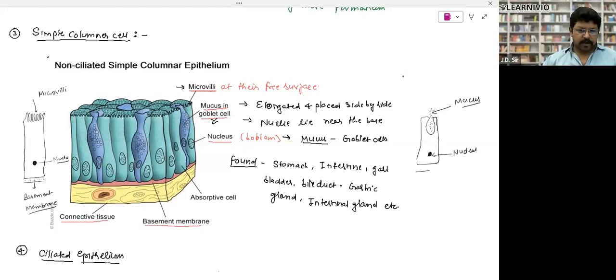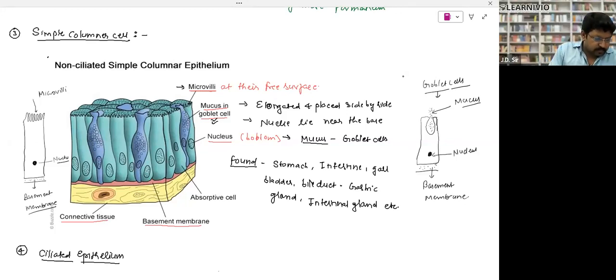Now make these two diagrams. Again, this is the basement. Quickly. Draw it. And these cells which secrete the mucus, they are simple columnar cells. They are called goblet cells. What is the function of goblet cells? Goblet cells are meant for production of mucus.